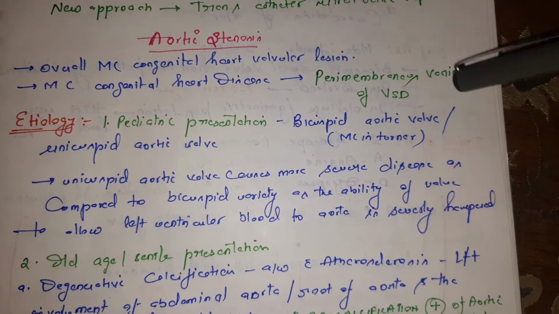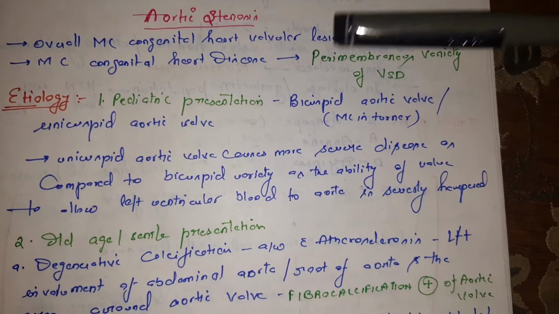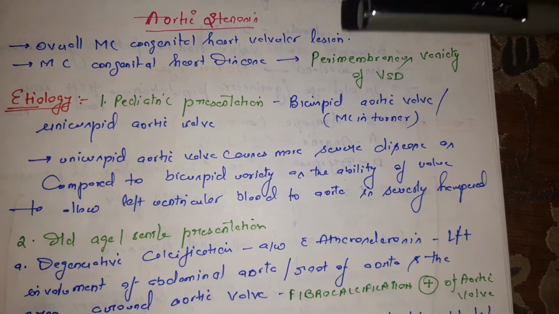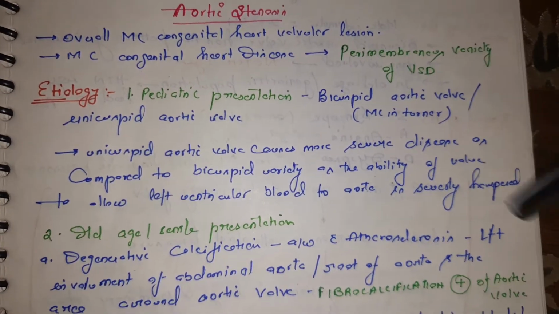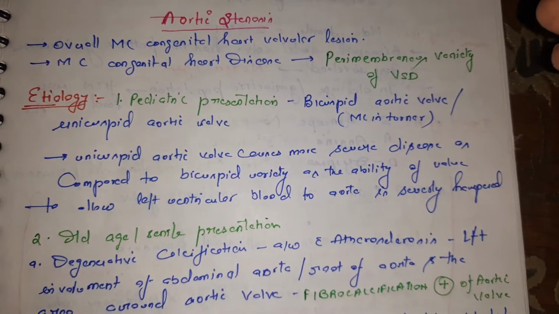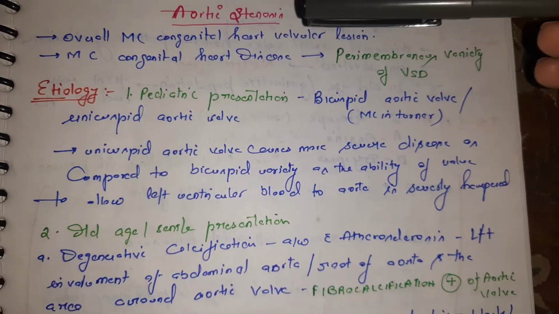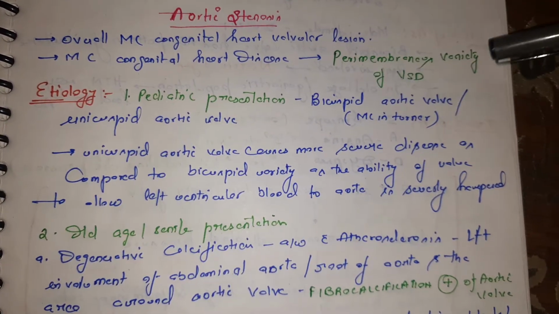Hi, so in this video, we are going to talk about aortic stenosis. The topics of cardiology seem very difficult, but these are easy. So let's talk about aortic stenosis. First of all, we know it is the overall most common congenital heart valvular lesion. The most common congenital heart disease is the perimembranous variety of VSD.